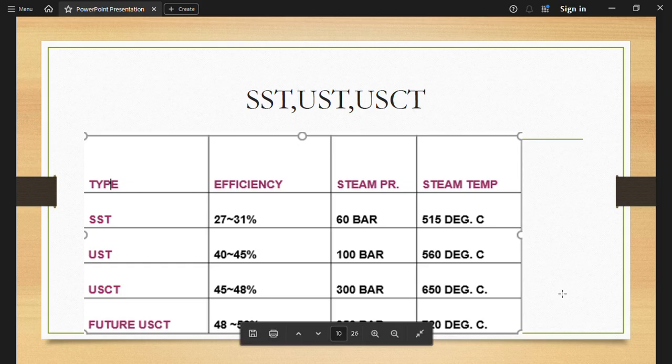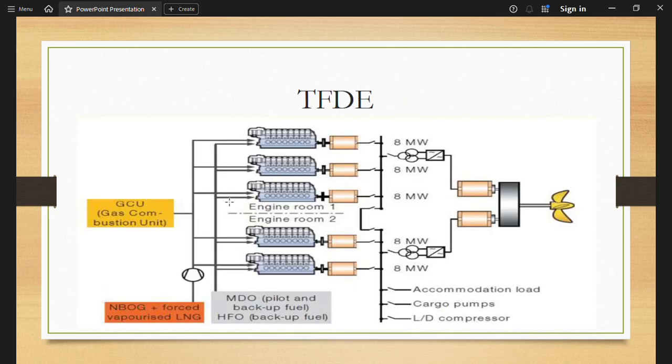Now SST, UST and USCT, when we speak about their efficiency, you can see here it lies between 27 to 31%, with steam pressure 60 bar and 515 degree centigrade steam temperature. UST is 40 to 45%, 100 bar, 560 degree temperature. USCT is 45 to 48%, 300 bar, 650 degree centigrade. And in future we'll have the UST that is 48 to 52%, 350 bar, and steam temperature will go up to 720 degree centigrade.